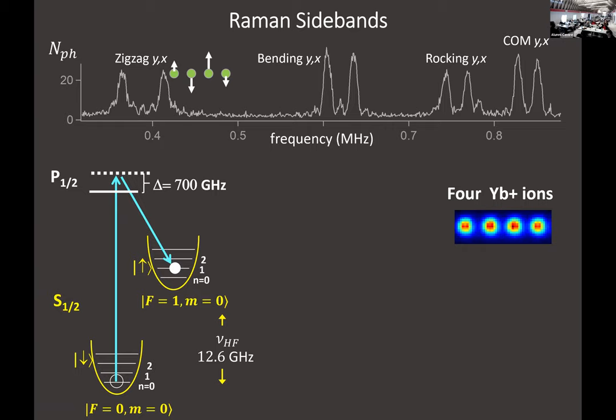We do really all of our measurements with Raman sideband spectroscopy to probe the motional mode structure. It's driving Raman transitions here, so that when we flip a spin, we also couple to the motion, and sidebands allow us to measure the frequencies of that motion. This shows one particular mode on the linear side, but in fact there are several of them, several vibrational normal modes. Here you see all of them for four ions in the transverse direction: the center of mass mode, the rocking mode, bending, and through to the zigzag mode here.